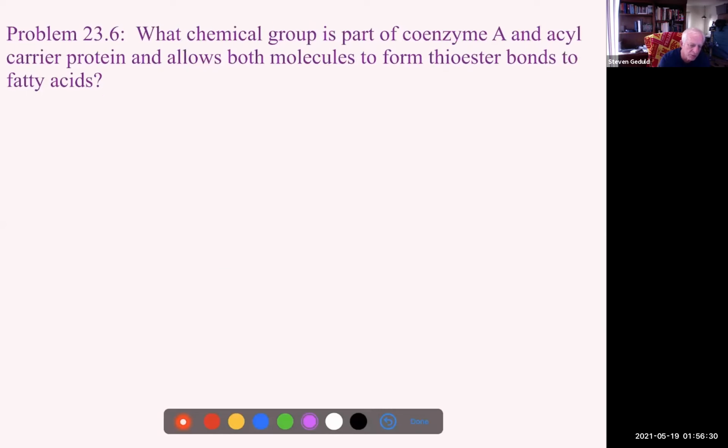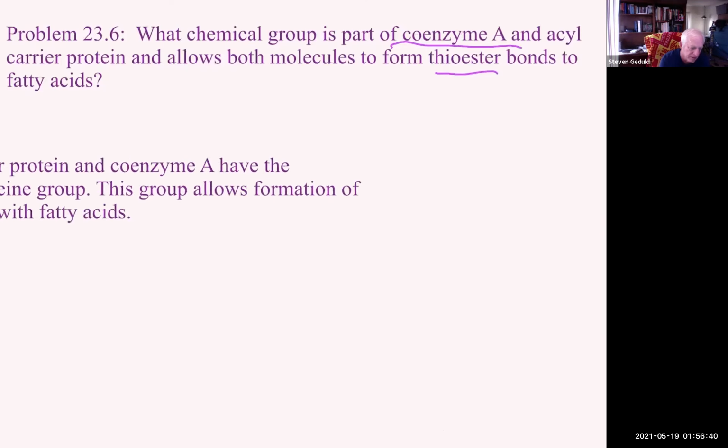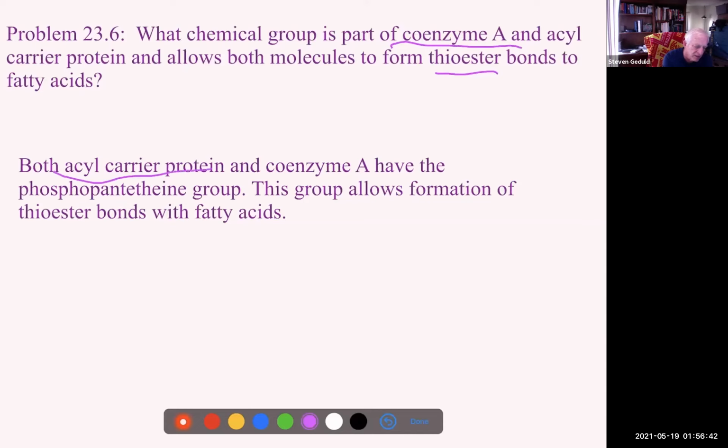Okay, so what chemical group is part of coenzyme A and acyl carrier protein and allows both molecules to form thioester bonds to fatty acids as they build them? Okay, so both ACP and coenzyme A have the phosphopantetheine group. It allows the formation of the thioester bond with fatty acids to allow those to build. And that was the sulfur group that you saw, and they're bonding to it. Okay, so both use sulfur in binding the ACP, binding the coenzyme A to the groups.